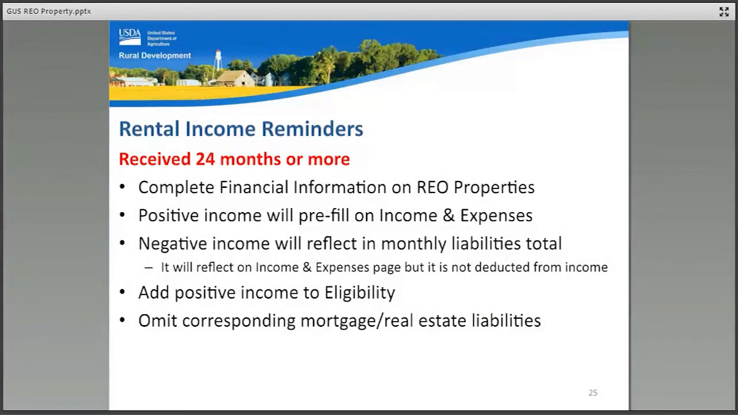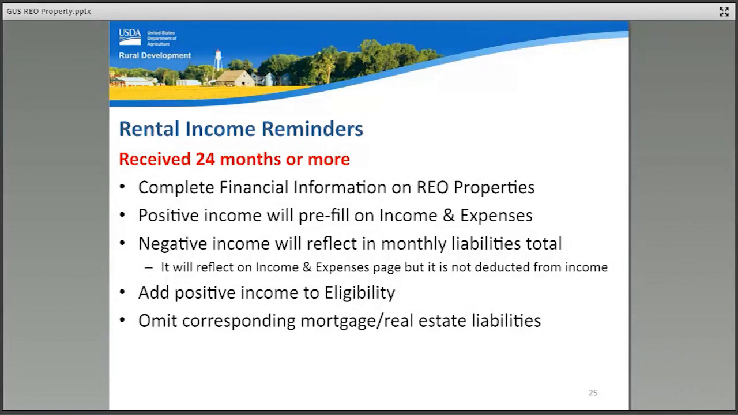Let's review some rental income reminders for properties with a documented receipt of rent for 24 months or more. Users may complete the financial information section of the REO Properties page. Positive net rental income will automatically pre-fill in the net rental income data field for repayment income on the income and expenses application page. Negative net rental income will be added to the total monthly liabilities figure before debt ratios are calculated. There will not be a corresponding liability created by GUS on the Asset and Liabilities page.